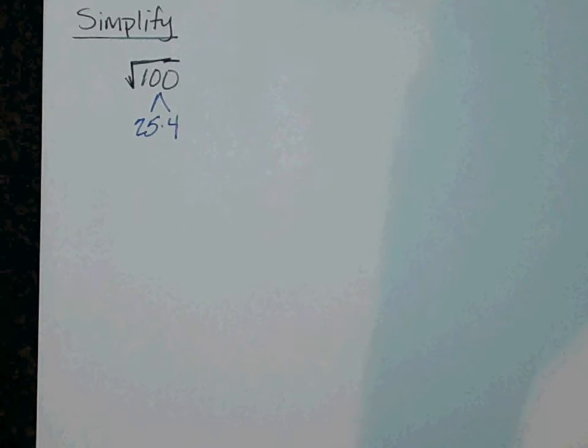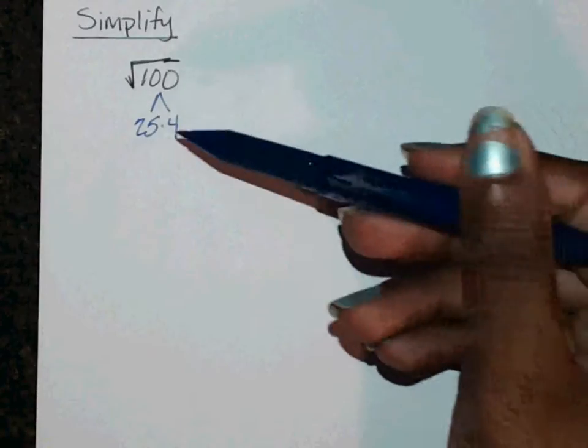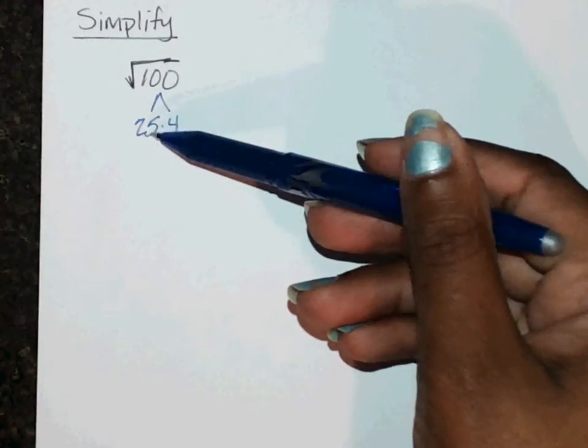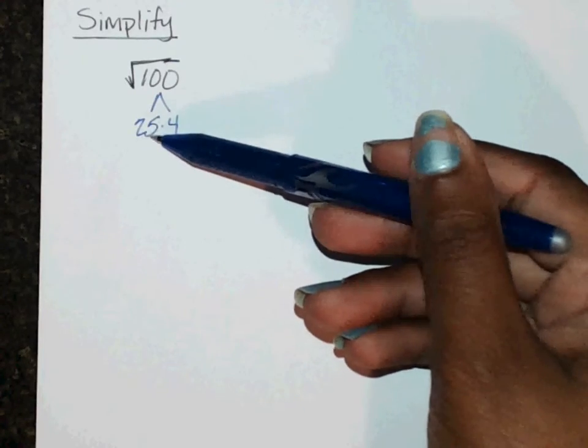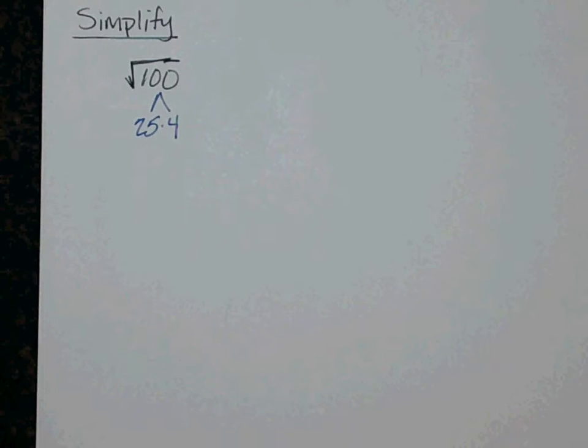Now, I'm going to look at these factors and see if I can break these factors down any more into prime numbers. So I'm going to see if I can break down 25 and find numbers that multiply to get 25. And I'm going to keep going until every number is broken down to a prime number. And a prime number is a number that can only be multiplied by 1 and itself.